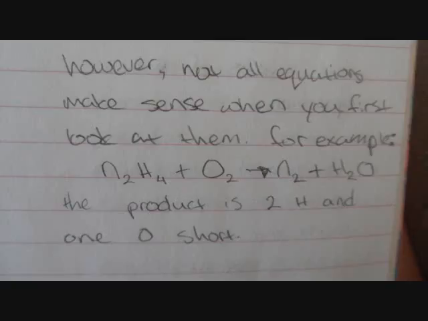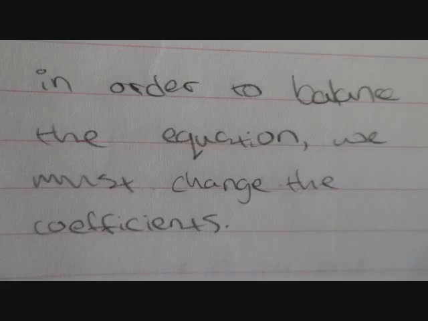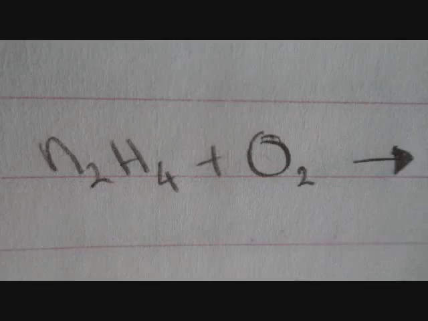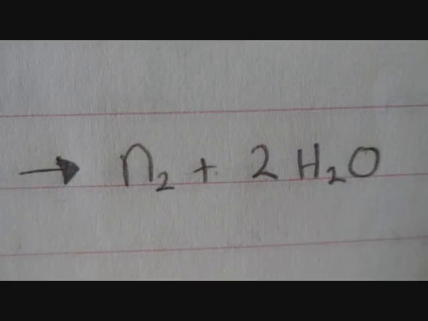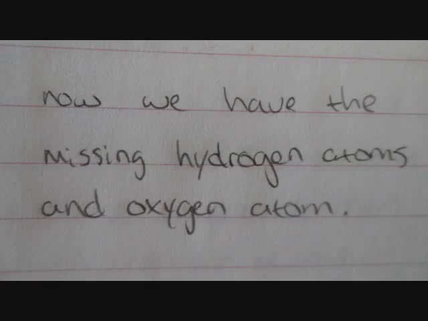For example, N2H4 plus O2 yields N2 plus H2O. The product is 2 hydrogen and 1 oxygen short. In order to balance the equation, we must change the coefficients, like this. N2H4 plus O2 yields N2 plus 2H2O. Now we have the missing hydrogen atoms and oxygen atom. This shows the mass is being conserved on both sides of the equation.